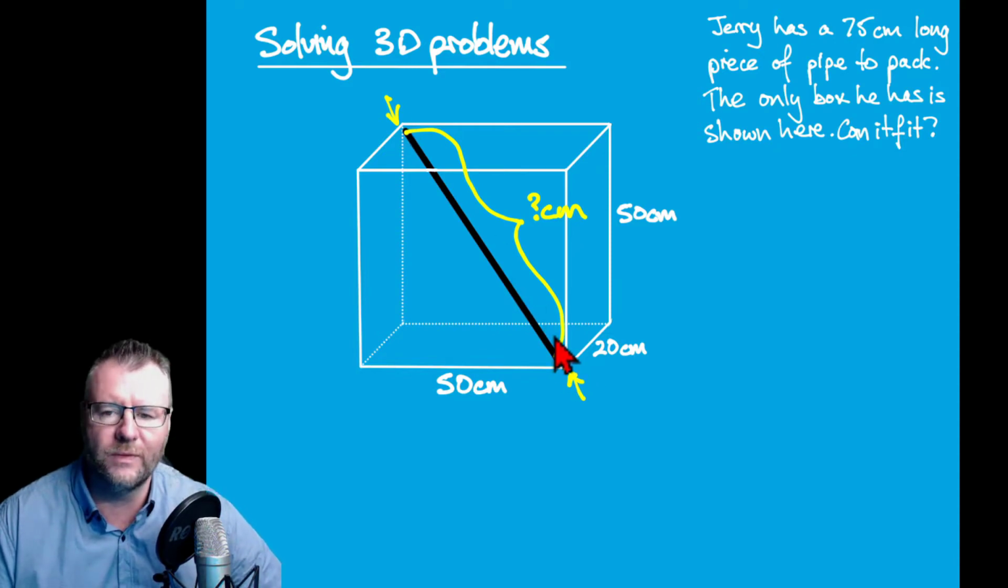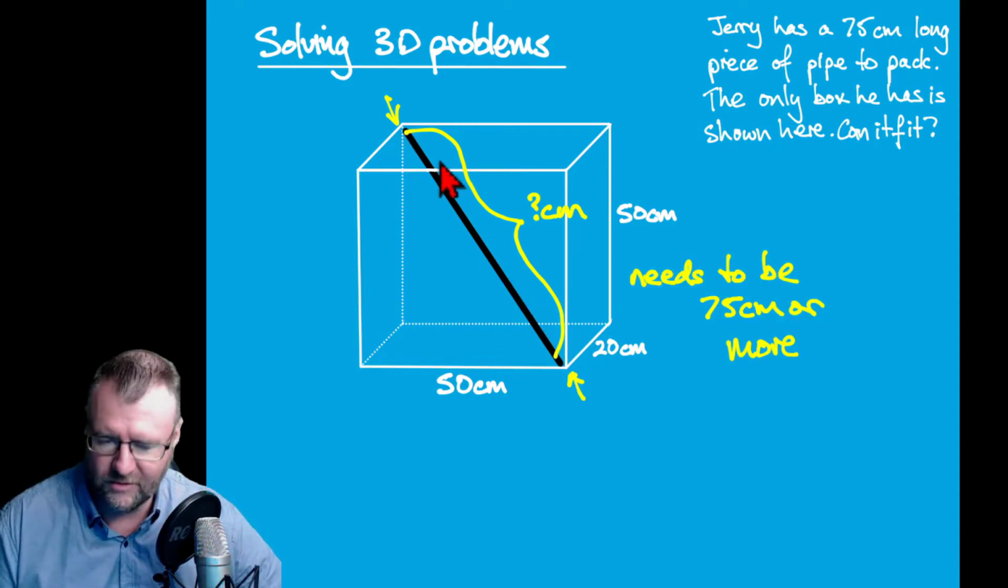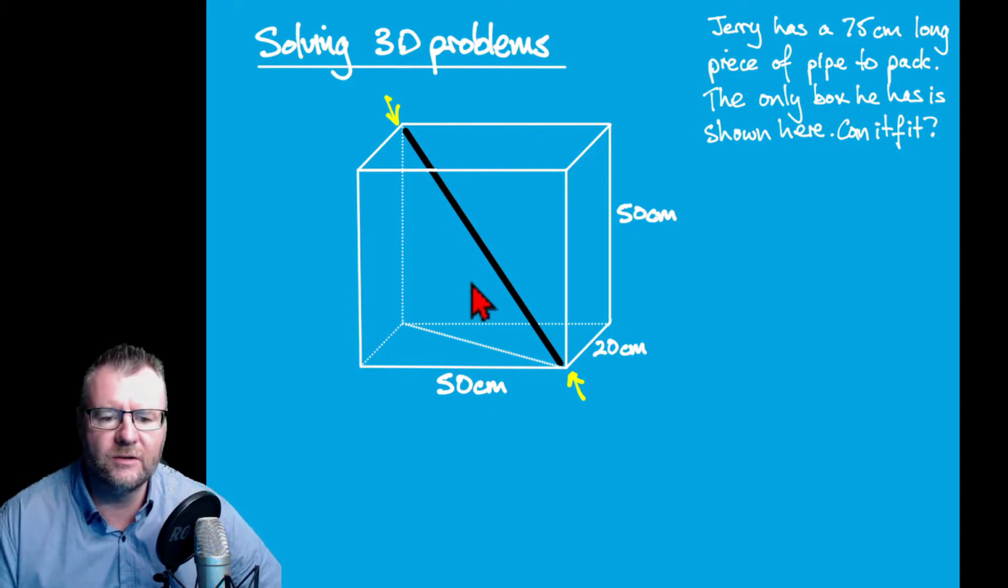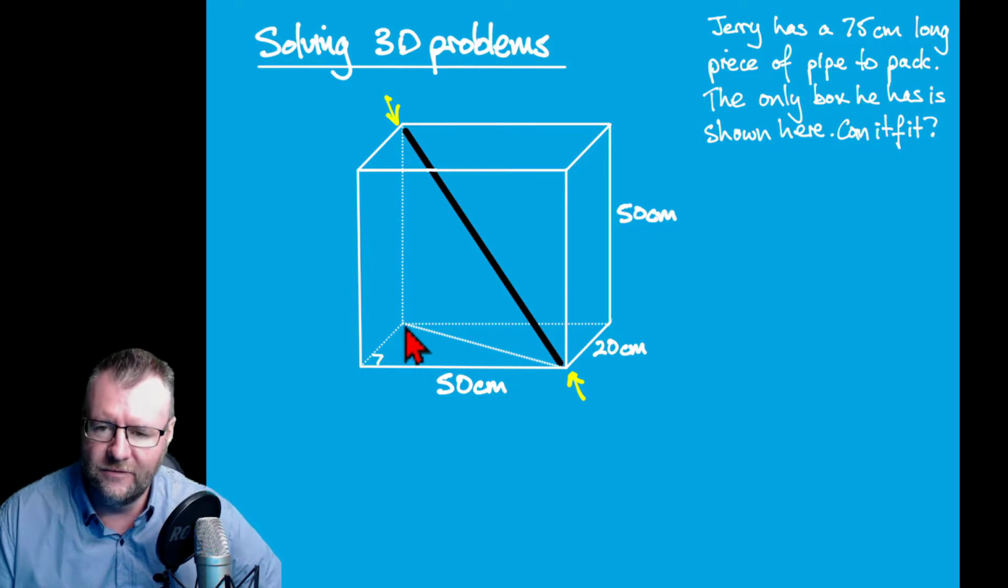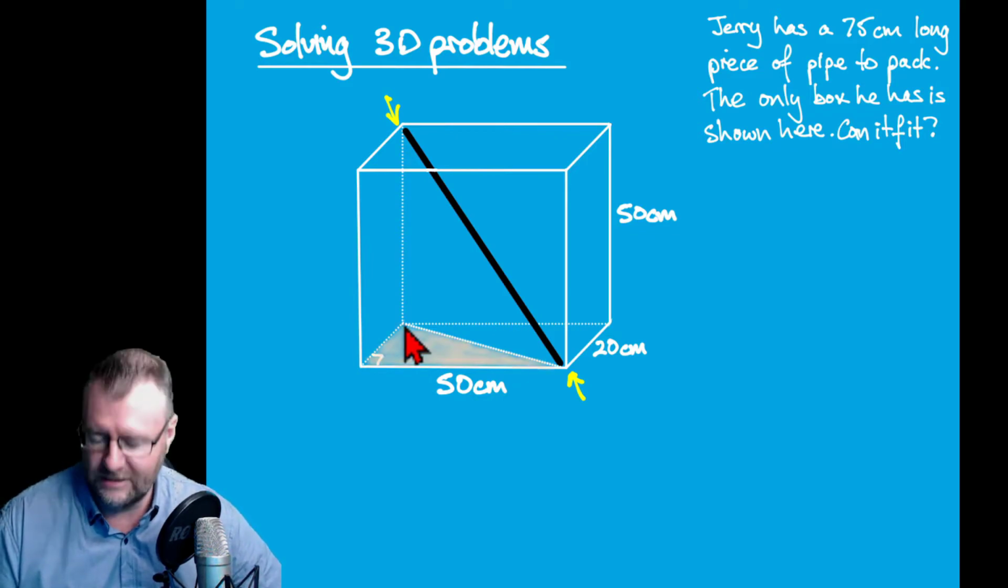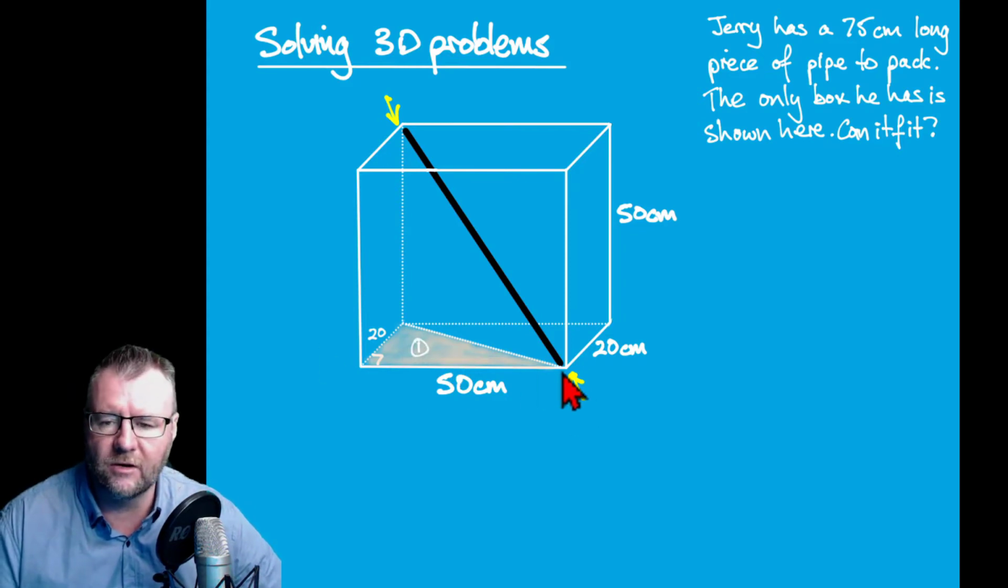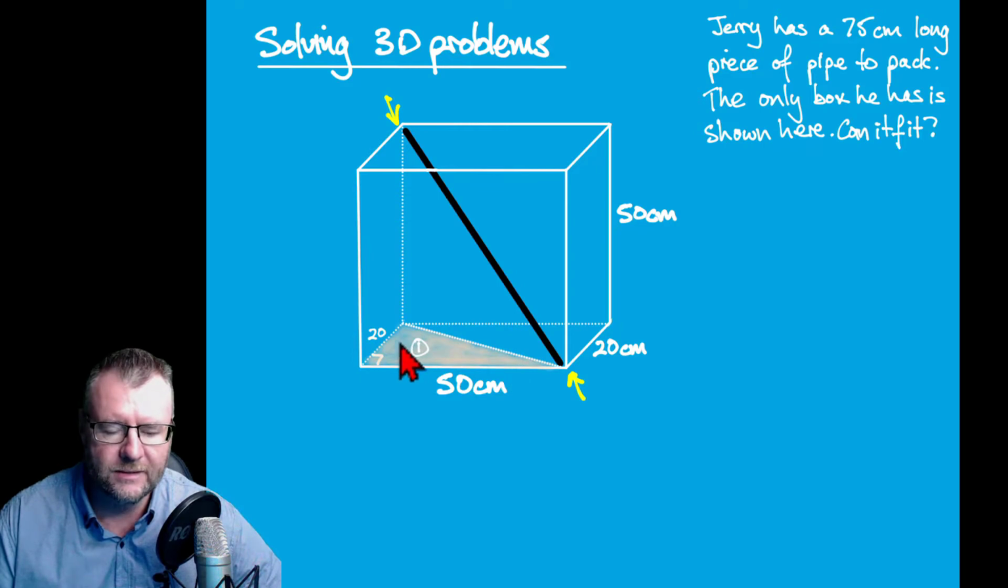Now, can we work out what that distance is to know whether or not this is going to fit his 75cm pipe? Let's find out. I can create some right angle triangles here. First of all, on the bottom of the box. So this diagonal across the bottom of the box, because I've got a right angle here. So now I've created a right angled triangle. Now the reason I do that is I need to know this length first of all so that I can create a second right angled triangle. We'll get to that in a second. First step, find the diagonal across the bottom of the container, in this case the box.